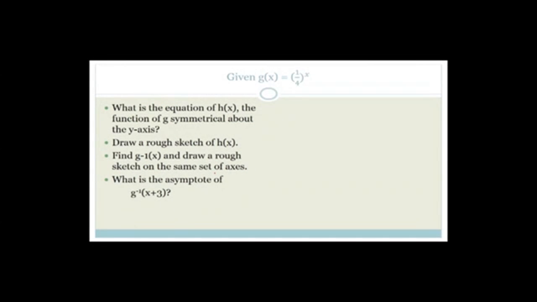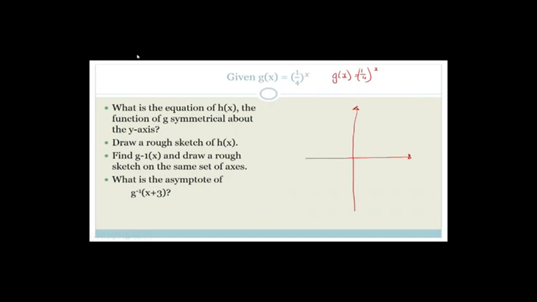Now it says, what is the equation of h of x, the function of g of x, symmetrical about the y-axis? Okay, so let's just draw a graph. Let's just draw g of x. G of x is a quarter to the power of x. Okay, so what are we saying?